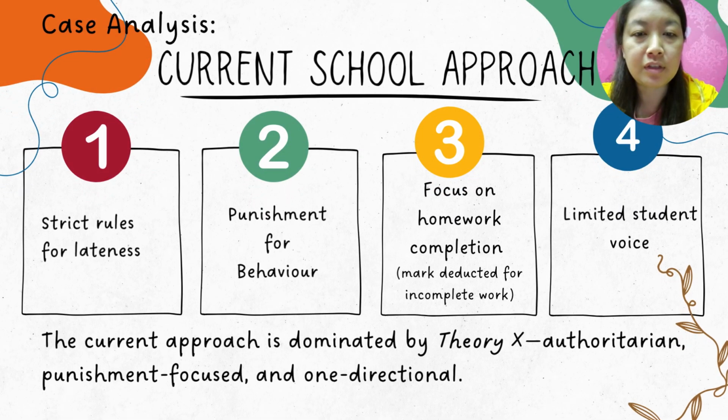Let's look at the current school approach. The current school approach very much reflects Theory X because there are strict rules, punishment, and strong enforcement, but very limited student voice and engagement. This suggests that the communication is mainly top-down. The teacher gives instructions and the students have to follow.